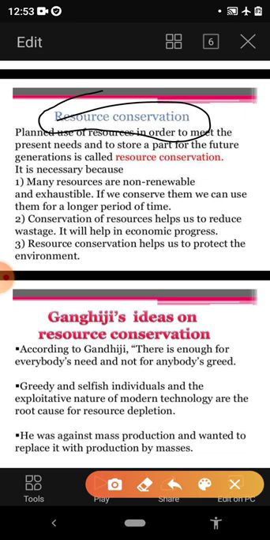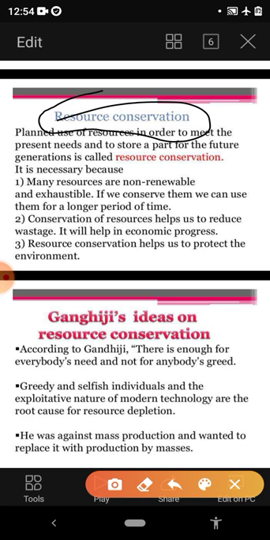Next point, reckless and inappropriate exploitation of resources should be checked. Wastage at any step of production, processing and consumption should be checked. Recycling and treating the waste material.